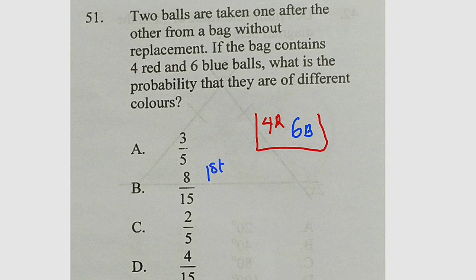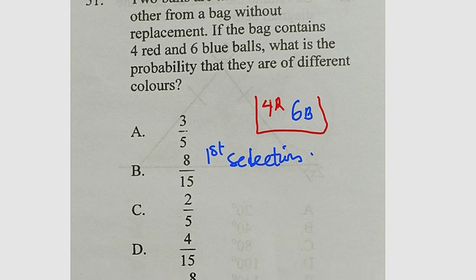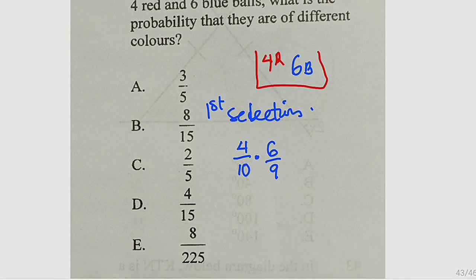The first selection. Let's assume that in the first draw, we pick a red ball, which is going to be 4 out of the total, which is 10. Then multiply by the second draw. It is going to be a blue because they say the 2 balls are of different colors. But this time around, it is going to be 6 out of 9, because initially there were 10 in number. You have selected 1 ball, meaning we have 9 balls. So we are selecting this out of 9.